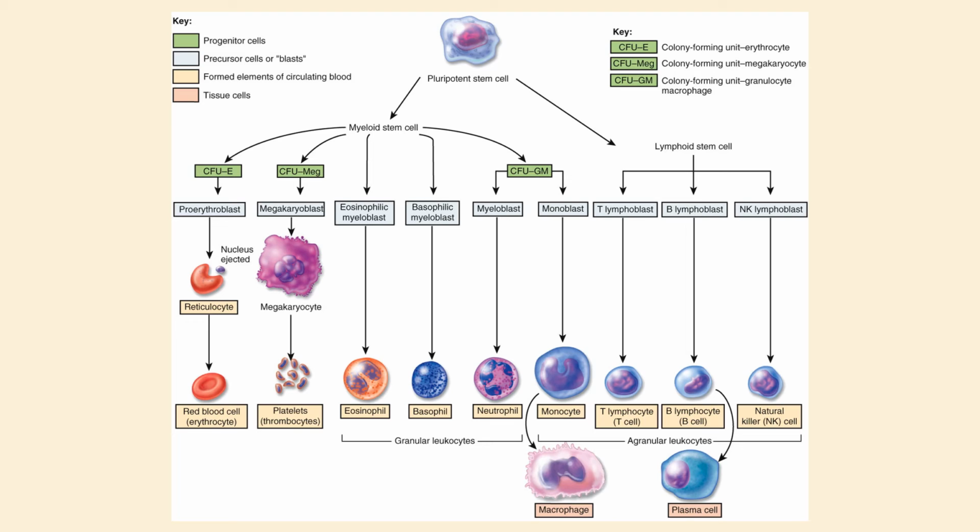So please don't memorize this diagram. Please do know pluripotent stem cell. Do know that cell signaling factors determine the differentiation pathway that that cell will undergo, and that a pluripotent stem cell has the capacity to differentiate into any of the different formed elements we find in blood.